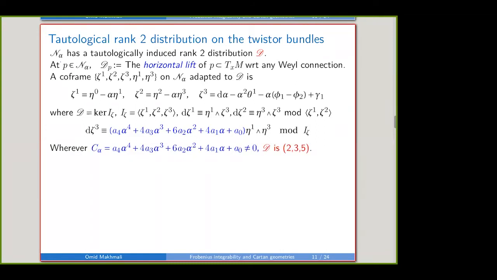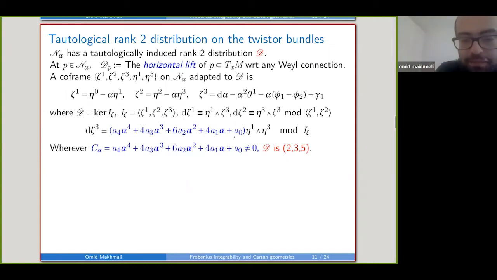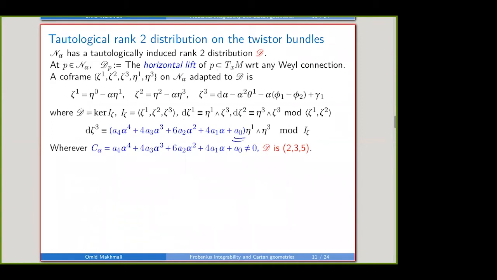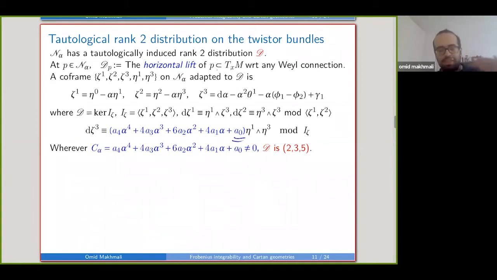So the A4, A3, A2, A1, A0 are functions? They are basically the components of the anti-self-dual Weyl curvature. And here we're taking with a choice of a coframe. Yes, they're functions on M right now for us. Okay. Yes. And so this is just by taking a Weyl connection.